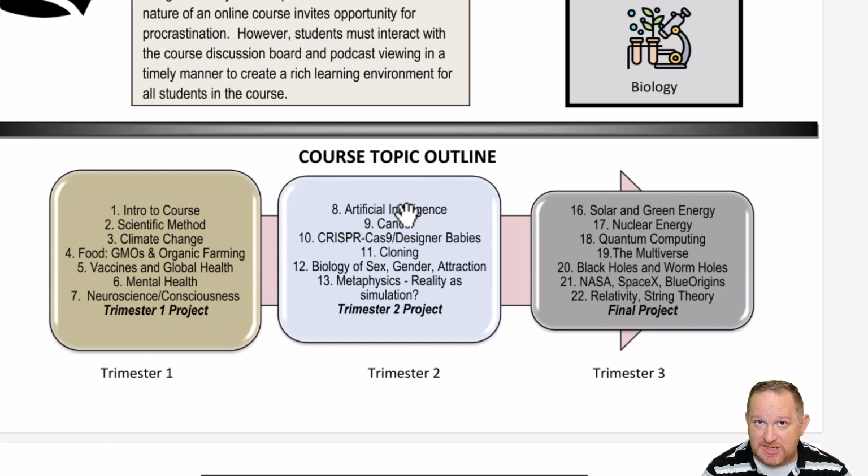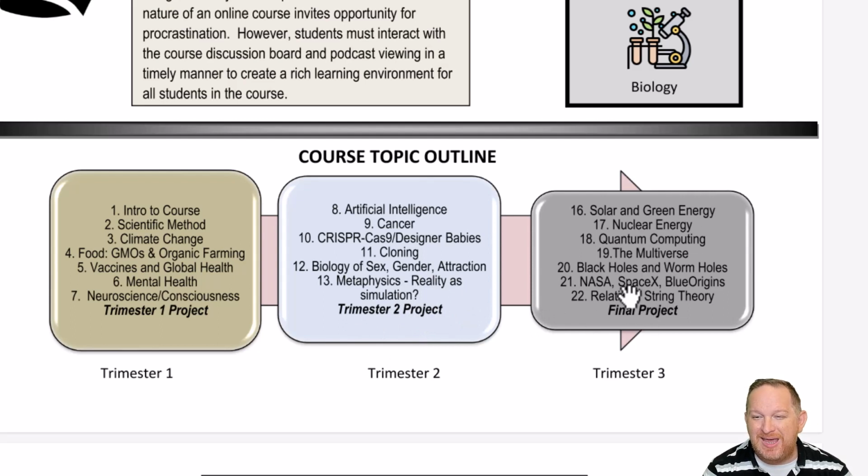AI, artificial intelligence, right? ChatGPT all over the place. Cancer, CRISPR-Cas9 and designing our own babies in the future. Cloning. Then really interesting things being done in biology of sex, gender, and attraction. Metaphysics. Are we living in a simulation, right? Elon Musk thinks so. Then we'll do our trimester 2 project.